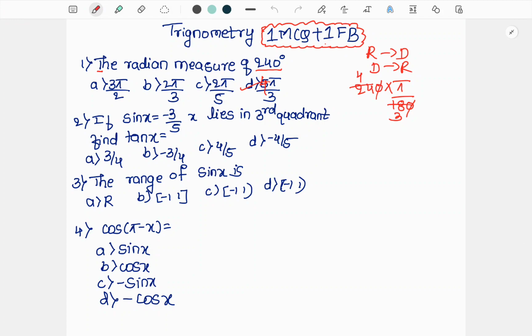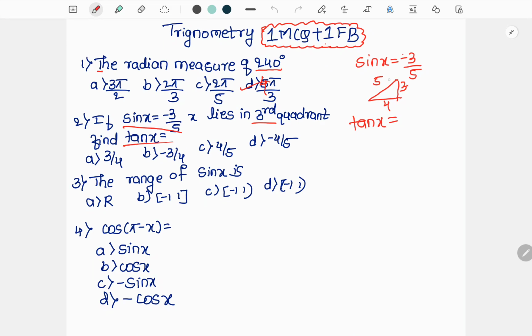So next, question number 2, you can observe. What they are asking here: if sin x is equal to minus 3 by 5, x lies in the third quadrant, find tan x. See, sin x value they have given as minus 3 by 5. Whenever you want other trigonometric values, first take the right angle triangle. So no need to worry about the sign. Sign indicates the quadrant. So sin is which side divided by which side? Here 3, here 5. Obviously according to Pythagoras theorem, this should be 4. So they are asking tan. So what is tan x from this diagram? So this is sine, cos, tan is 3 by 4.